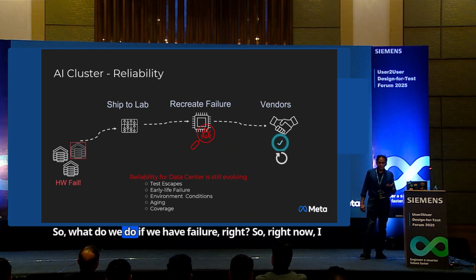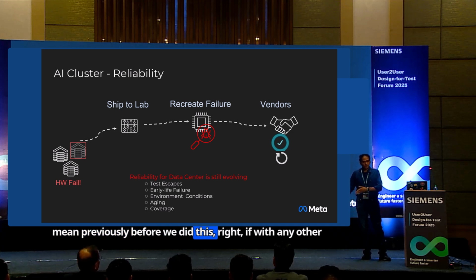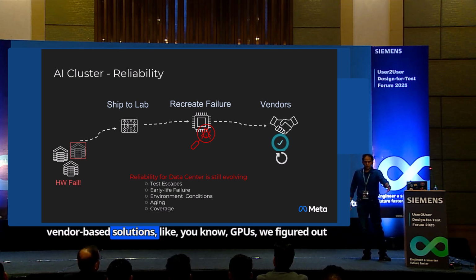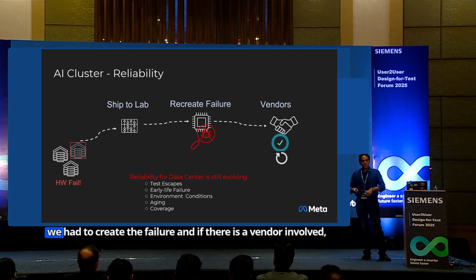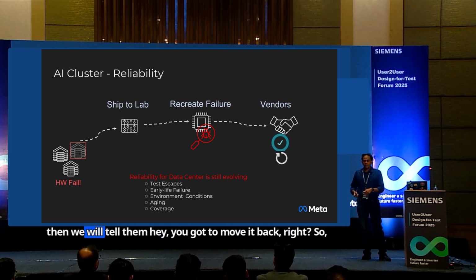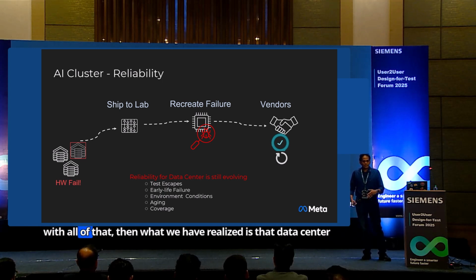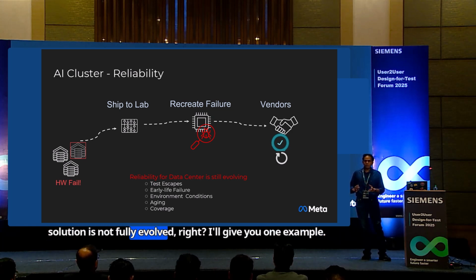So what do we do if we have a failure, right? Previously, with any other vendor-based solutions like GPUs, we figure out there is a hardware failure, ask them to ship the part to the lab. We have to recreate the failure. And if there is a vendor involved, then we will tell them, hey, you got to move it back, right? So with all of that, what we have realized is the data center solution is not fully evolved, right?